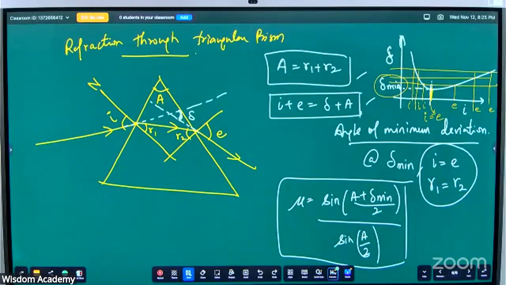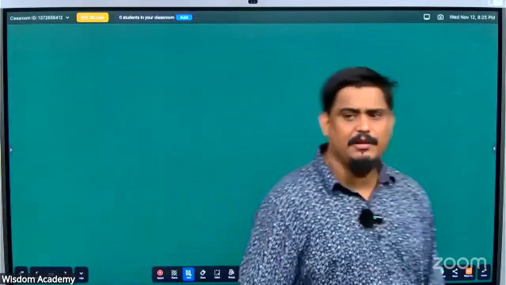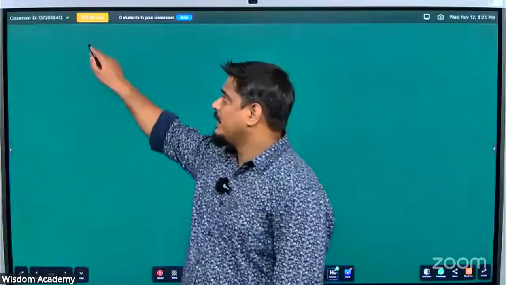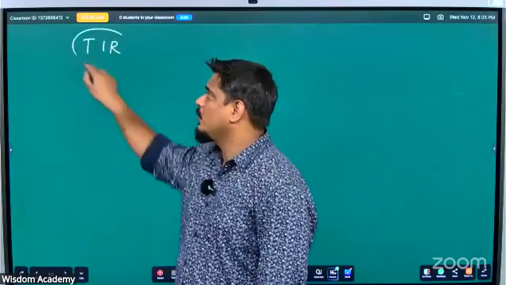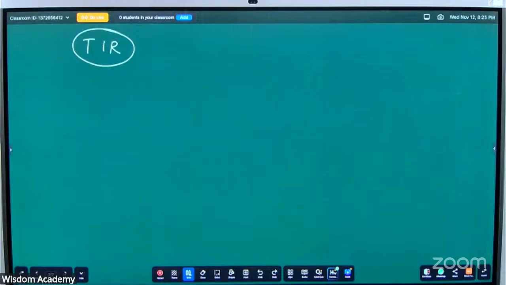Coming back. The next topic in this chapter, which is very important, is total internal reflection. Very, very important concept. Once again, the questions are coming from here frequently. Total internal reflection. What is that?